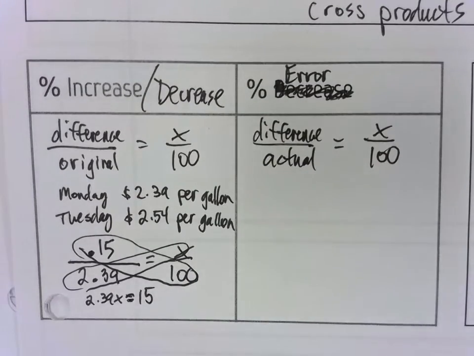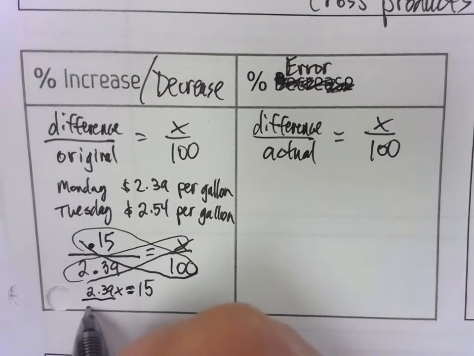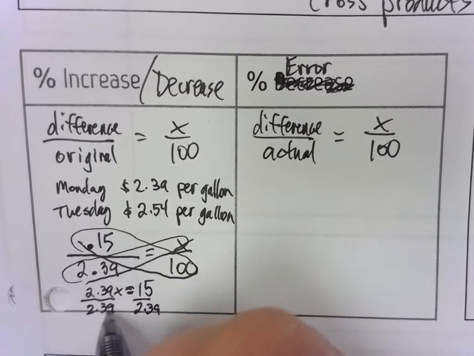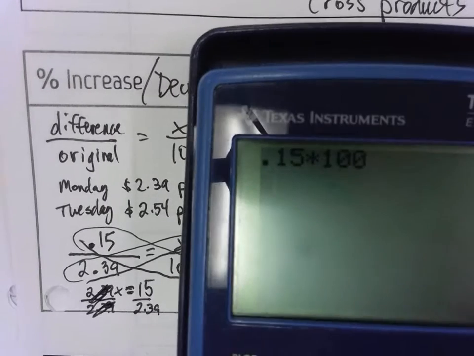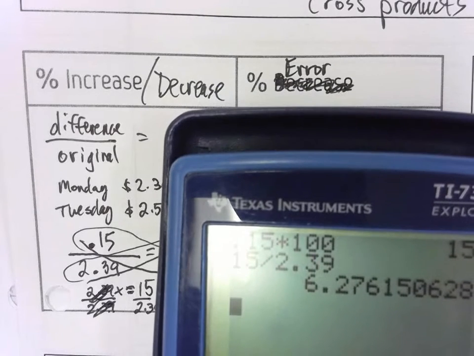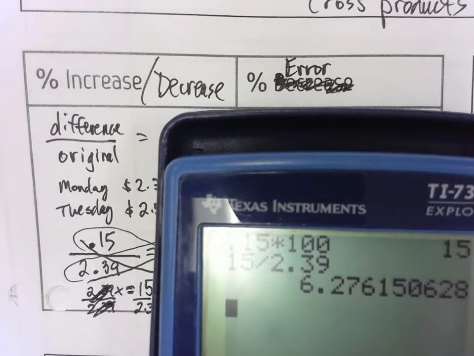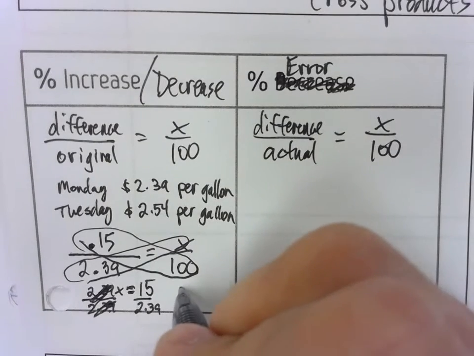All you soldiers following along with me. Now I've got to solve my little equation, so we're going to divide by 239 on both sides. 239 divided by 239 cancels out. So now I've got to do 15 divided by $2.39. That means there's an increase of, we'll go to the hundredths place, 6.28. Since there's a 6 there, we're going to round that up to an 8. So in one day, there was an increase of 6.28%.